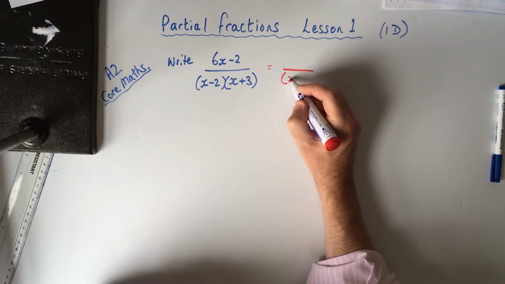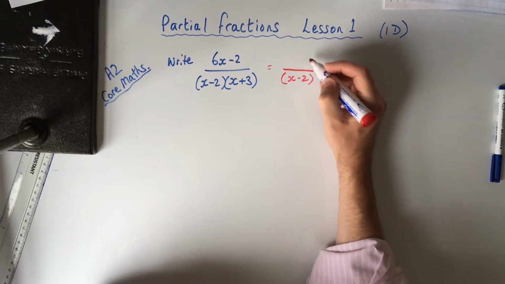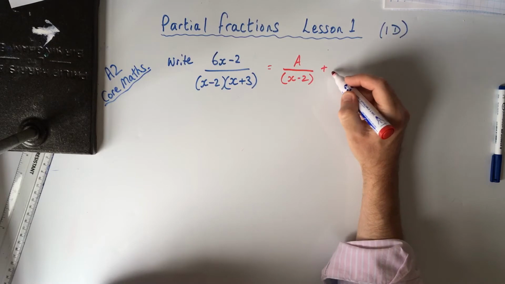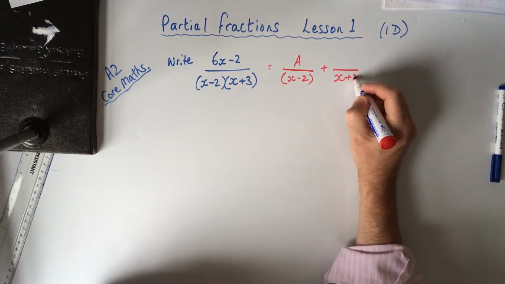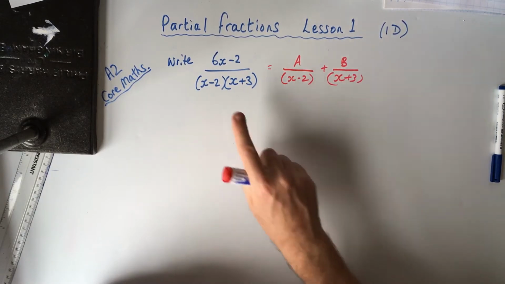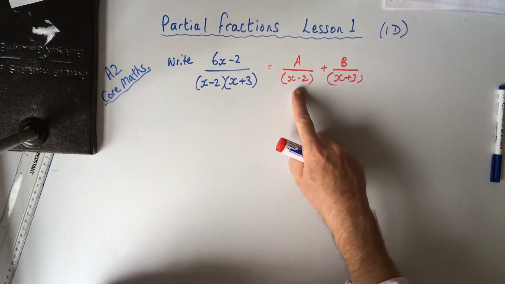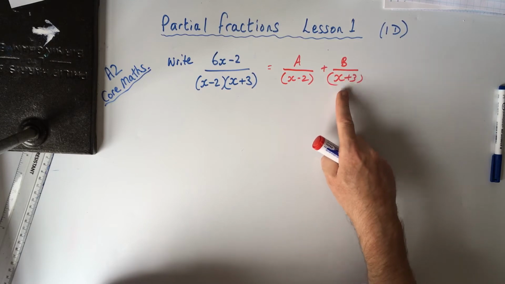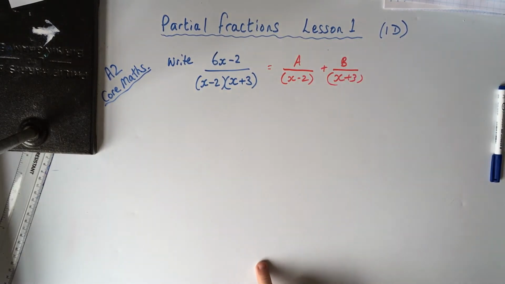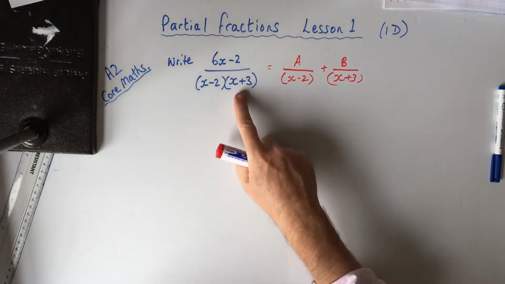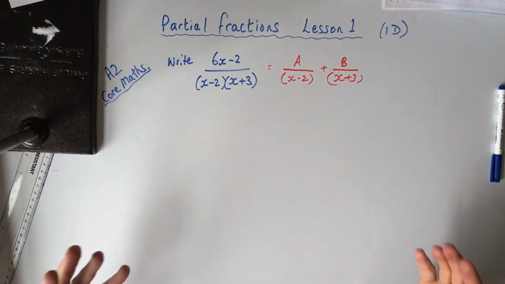So does this split into two fractions, like that? There we go, they're the factors, where this is the same as some number that we can find over x minus 2, one of the factors, plus some number we can find over x plus 3, the other factor of the denominator. Well, yes, it does.